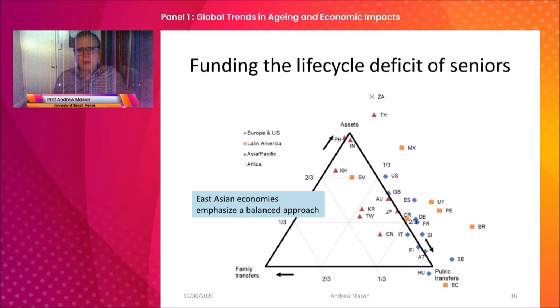Let me just say here that East Asian countries take a fairly balanced approach. I'm not going to dwell on this figure because it's a bit complicated, but they're relying heavily on assets and public transfers to fund old age needs, whereas a lot of European countries, for example, rely heavily on transfer programs. And so this, I think, provides a solid foundation for countries in Asia to meet the future needs of the elderly. Next slide, please.